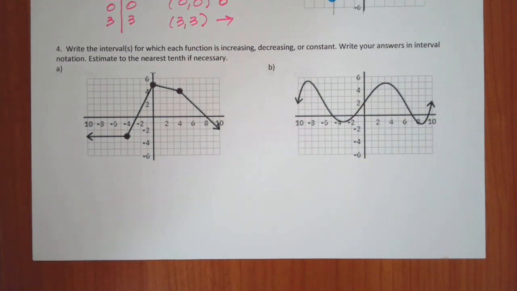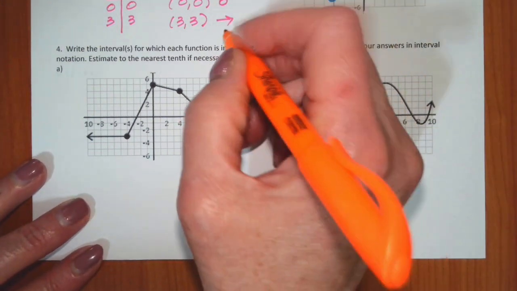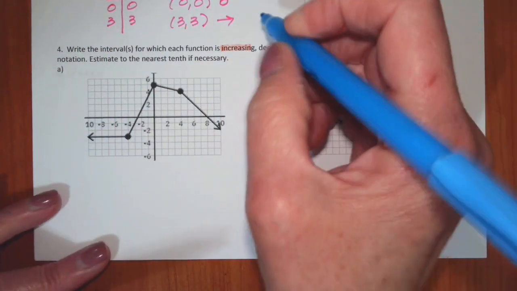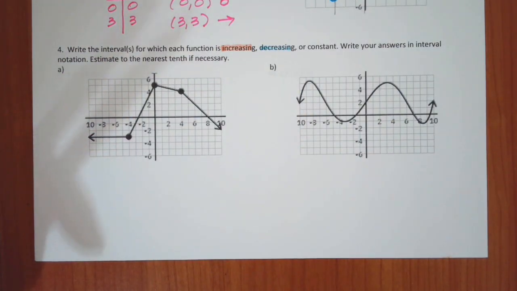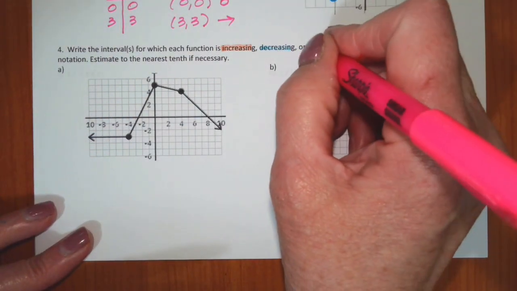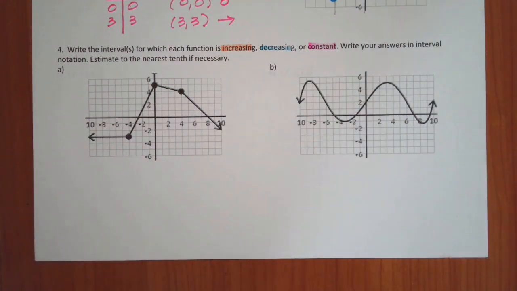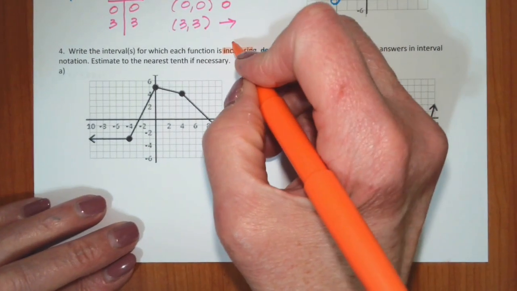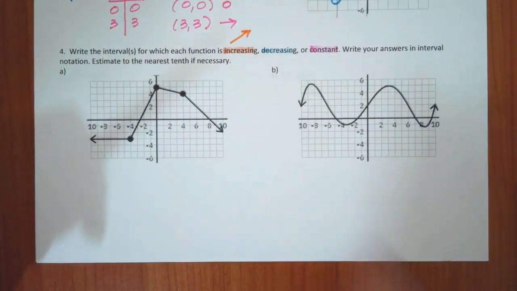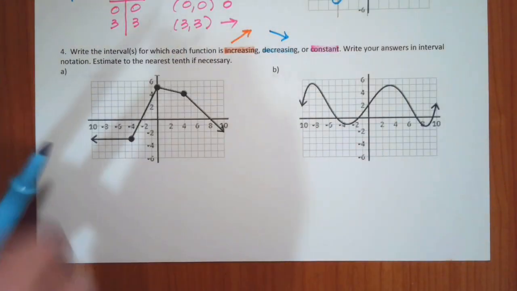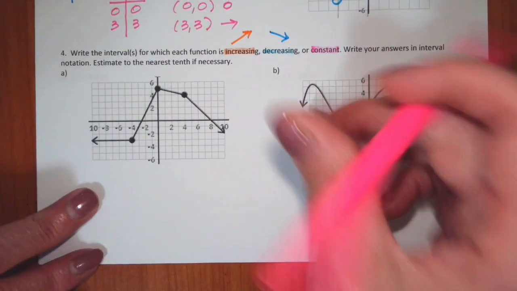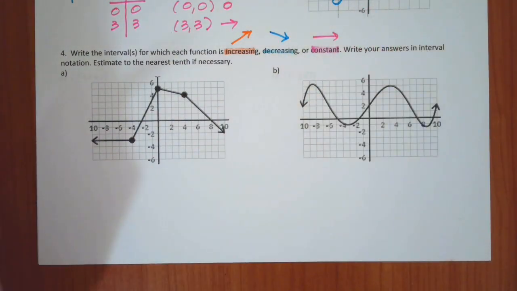Okay, let's continue on. Number 4 asks us to find the intervals for which each function is increasing, decreasing, and constant. So we want increasing, decreasing, and constant. Okay, so these are pretty easy to remember. Increasing is just when it's going up from left to right. Decreasing is where the graph is going down from left to right. And constant is where it's horizontal, where it's staying the same. Again, as you read it from left to right.